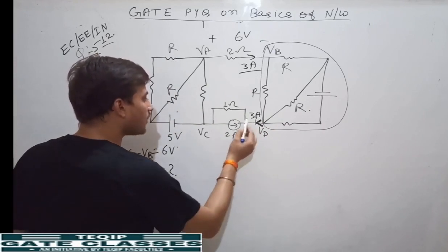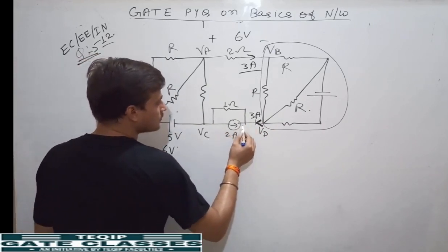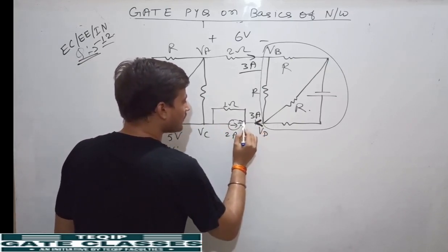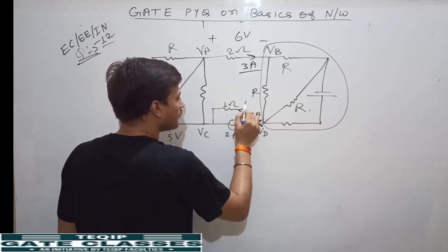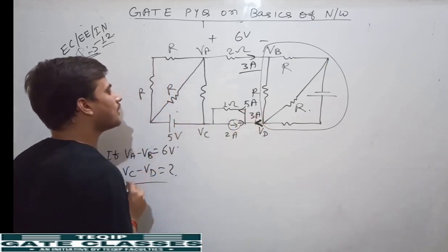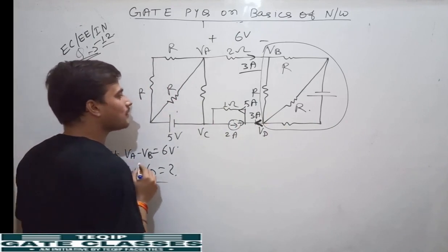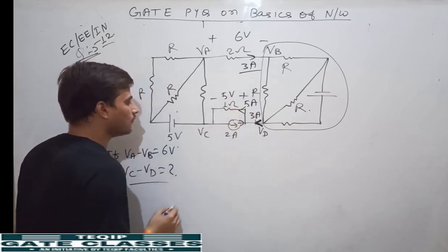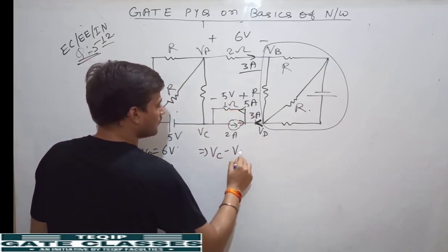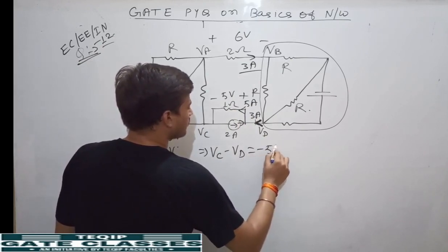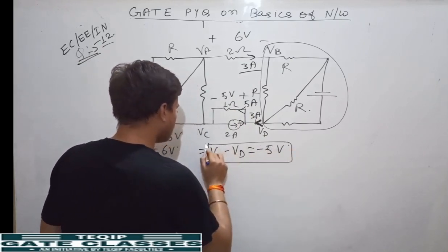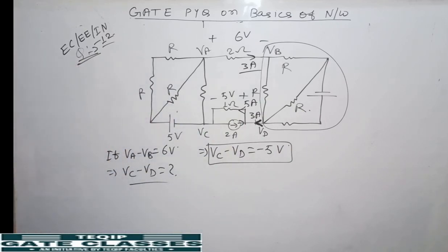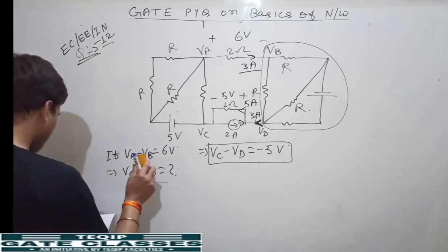If this current is equal to 3 ampere, this current is 2 ampere. So 2 ampere is entering here, 3 ampere is entering here. So at this node what will happen? Current will become equal to 5 ampere. 5 ampere current means there will be a voltage drop of plus minus 5 volt. That means 5 into 1. So we can write VC minus VD is equal to minus 5 volt. Answer will be VC minus VD equal to minus 5 volt.